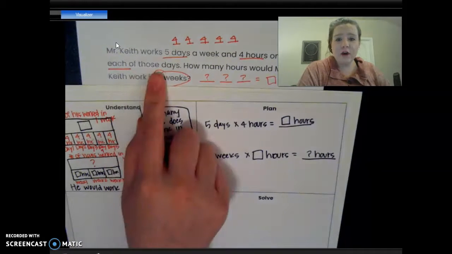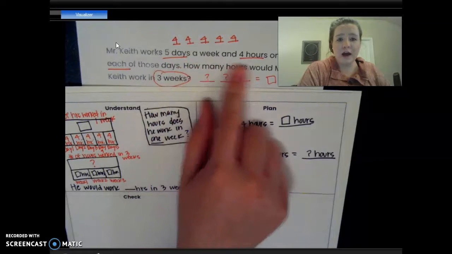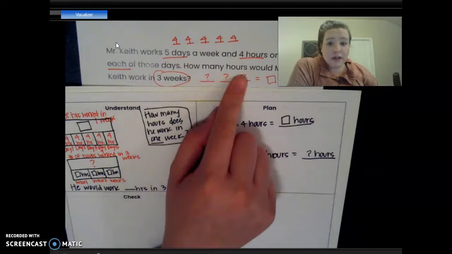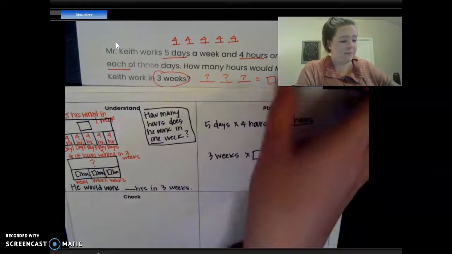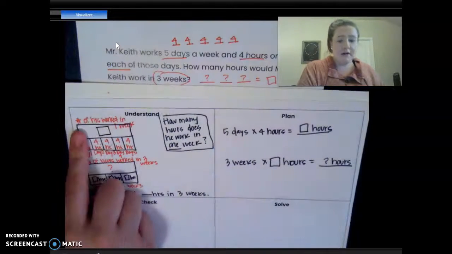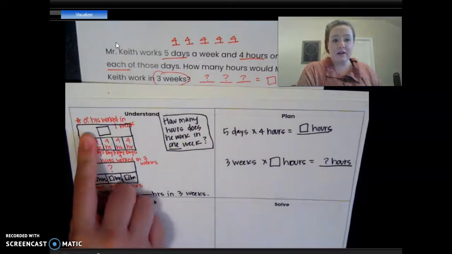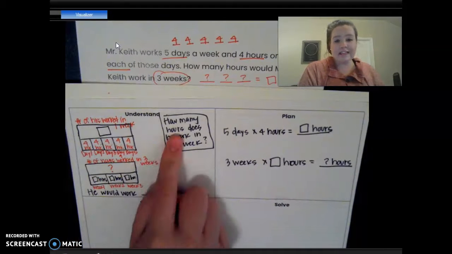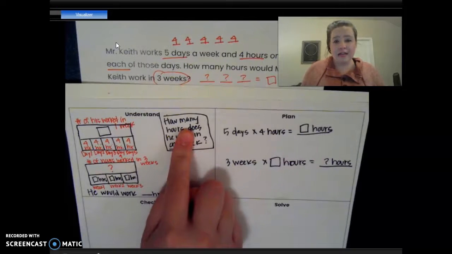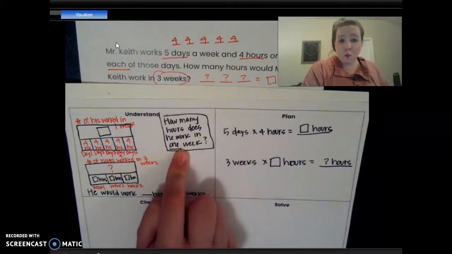Mr. Keith works 5 days a week and 4 hours on each of those days. How many hours would Mr. Keith work in 3 weeks? Okay, so that was my question. Here you can see I have my first strip diagram because this is the first step, and I identified the hidden question, and my hidden question was how many hours does he work in 1 week?